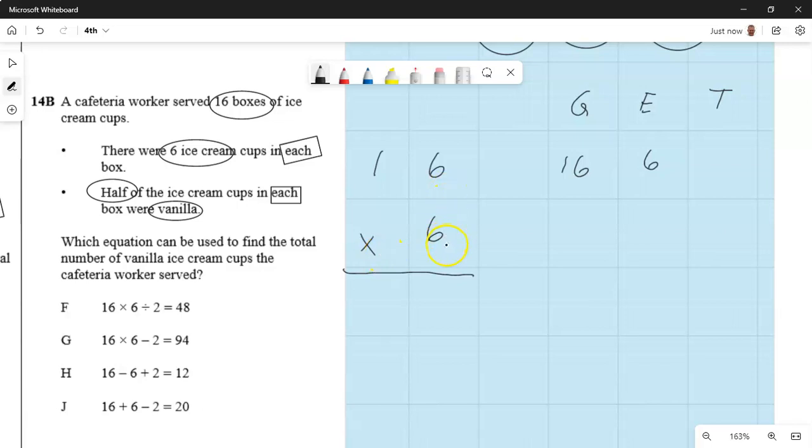Use the standard algorithm, which we call the Hart method. I'm going to multiply the ones place by the ones place, and that's 6 times 6 is 36. 3 tens and 6 ones. Okay, and then I multiply the ones place by the tens place. And 6 times 10 is 60 plus another 30 is 90. So that means there's 96 cups of ice cream that the cafeteria workers served. 96 cups.